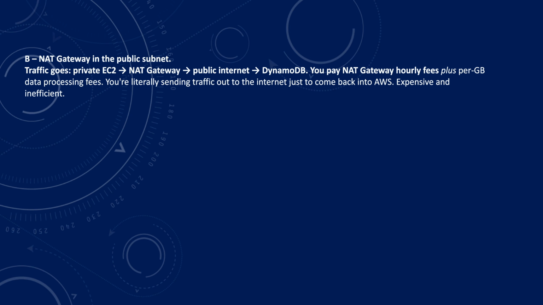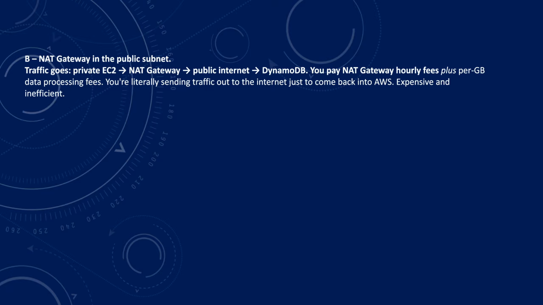So in this case the traffic goes from the private EC2 to the NAT gateway to the public internet, as we have seen in the previous diagram, and then it will go to DynamoDB. So you pay NAT gateway hourly fees plus per GB data processing fees also. You are literally sending traffic out to the internet just to come back to AWS, which will be expensive and inefficient.